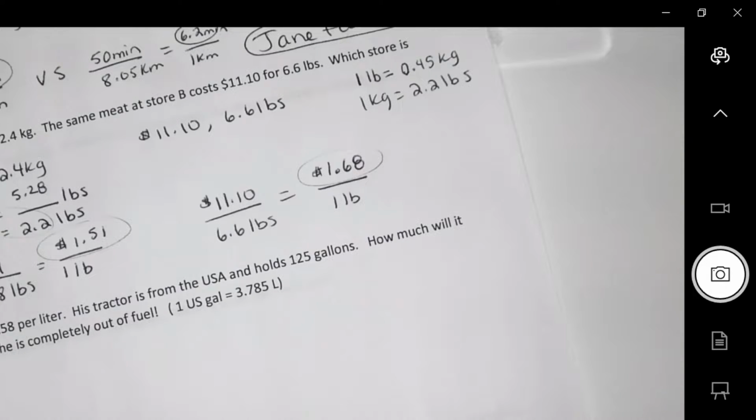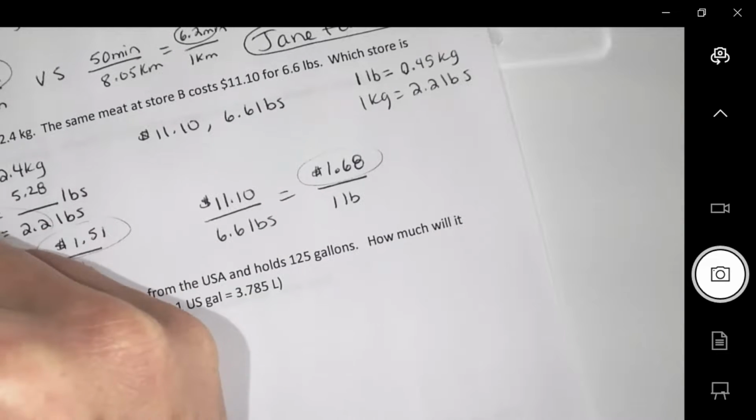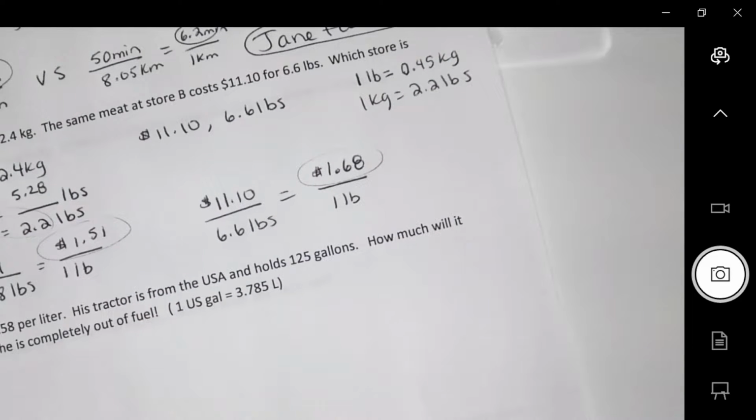Okay, good with our numbers. $1.51 per pound, and the other one's $1.68 per pound. So cheaper, the answer would be A is cheaper.